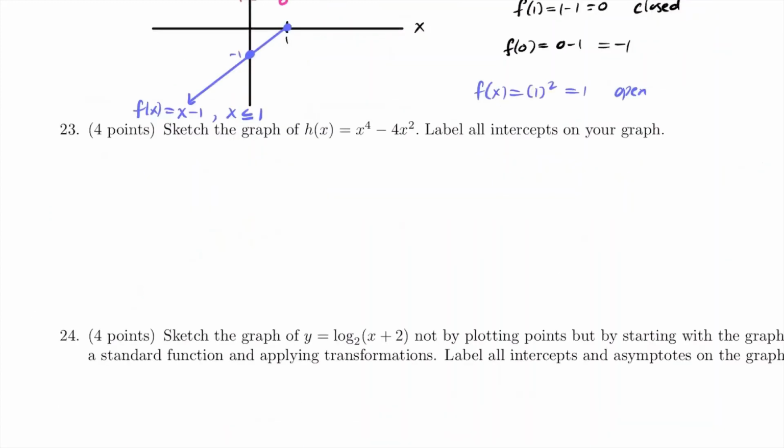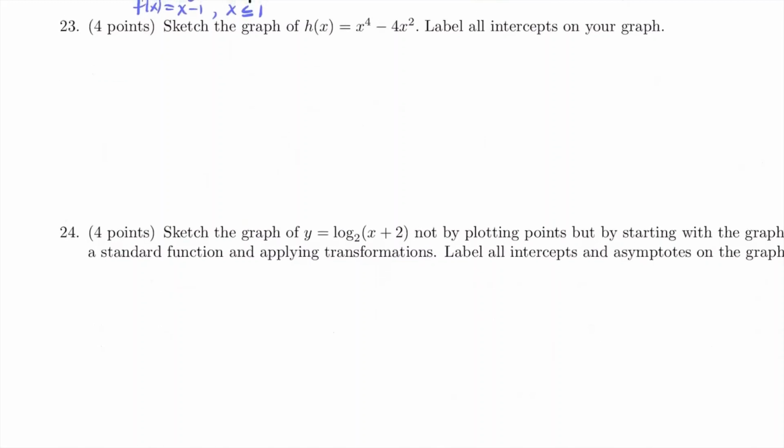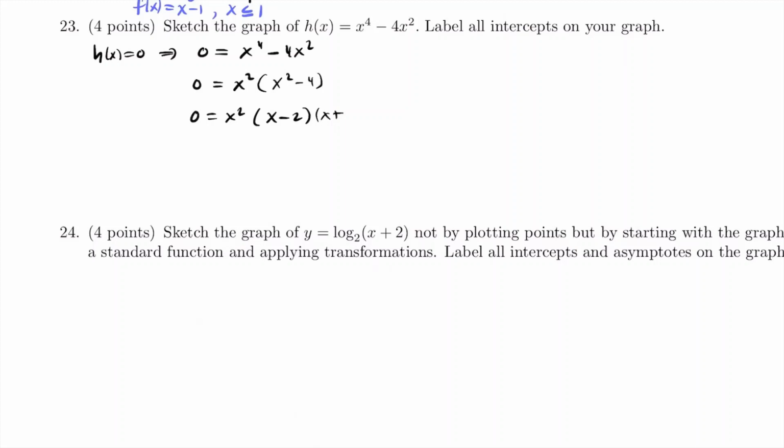For 23, we're going to be sketching this function and labeling all intercepts. This is a higher degree polynomial. First thing you want to do is find the zeros, meaning the x-intercepts. So I will set h of x to 0. That gives 0 equals x to the 4th minus 4x squared. Factor: pull out an x squared times x squared minus 4, which can be factored further as x squared, x minus 2, and x plus 2. So the zeros are x equals 0, 2, and negative 2.